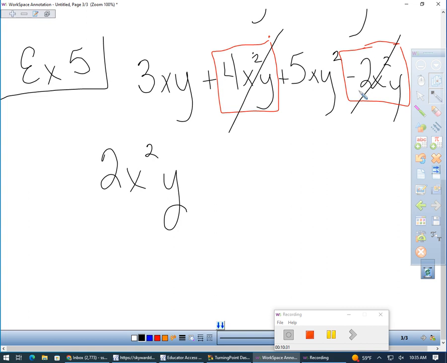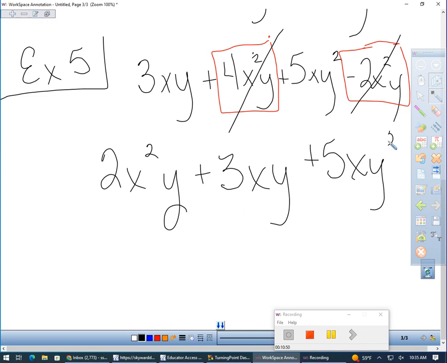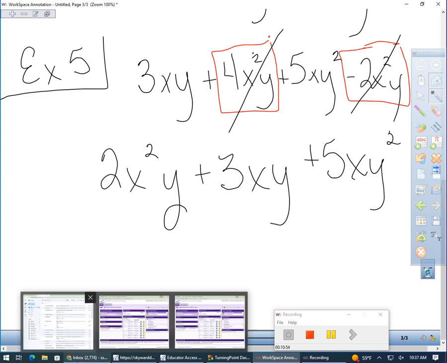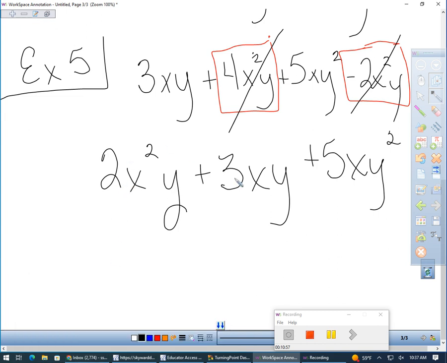Can I add those together? Nope, they're different. And I'm going to tell you it doesn't matter which one goes in order. I'm going to put 3xy and then plus 5xy squared because it really doesn't matter. They're very close to each other. When you start to get more than one variable in the same term, how you write them in what order doesn't really matter.